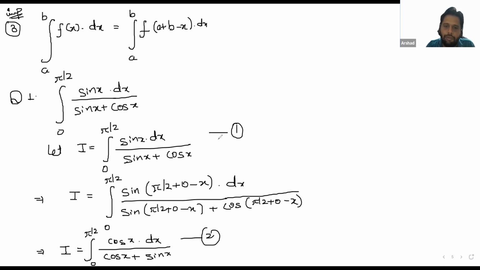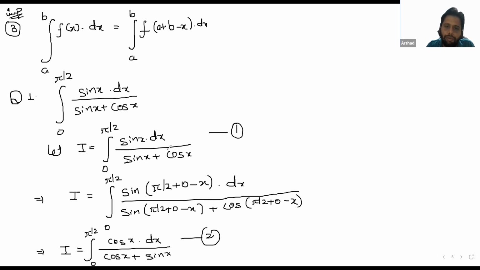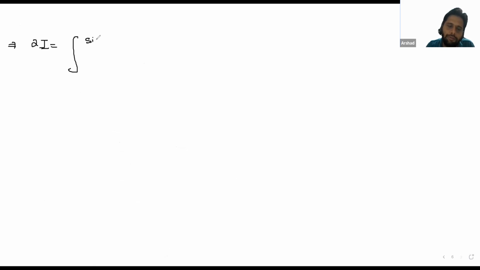What you will get, if you add this on the left side, you will get a 2i. Please check here. In 1, here you have I. In 2, here you have I. So we will add 1 and 2. We get 2i. Next, 0 to pi, this is 1: 0 to pi by 2 sine x by sine x plus cos x dx.